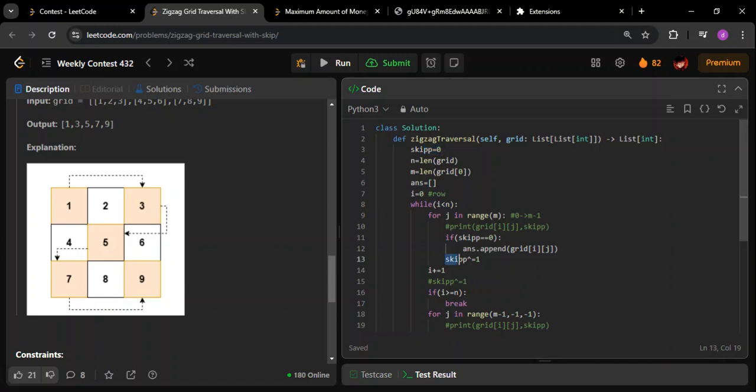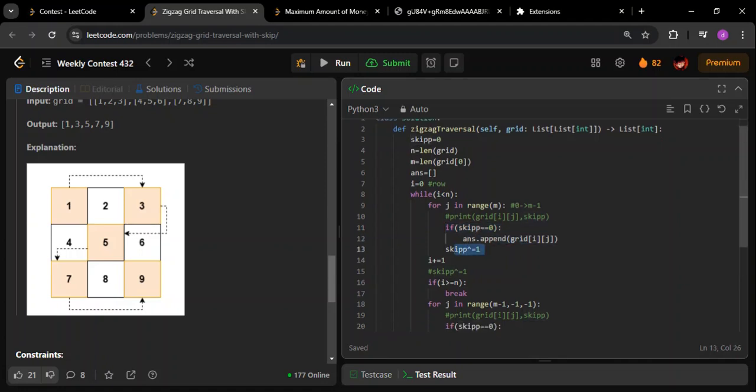But I just wanted to teach you this concept of XOR. This can be used to toggle a particular variable. It will be toggling between 0 and 1. You could have used minus 1 also, which toggles between a positive and negative number. As simple as that. So if skip is 0, append it to the answer, then toggle it.